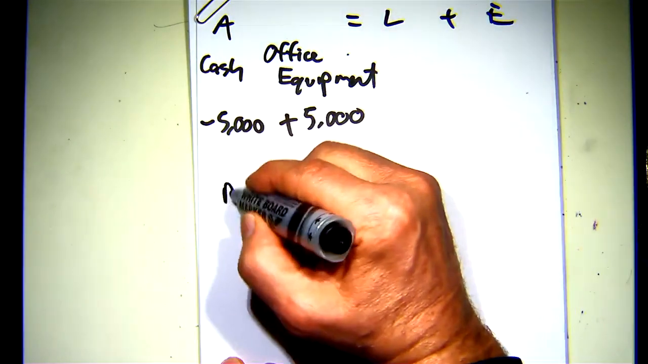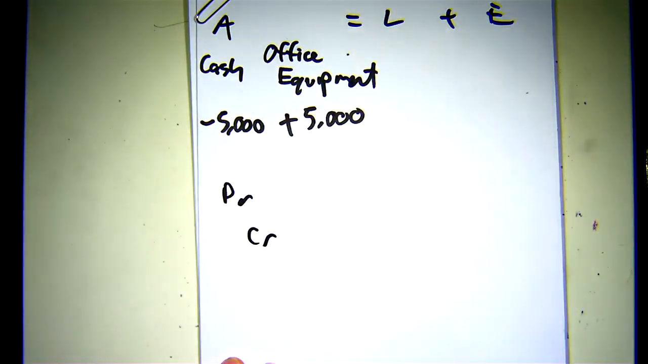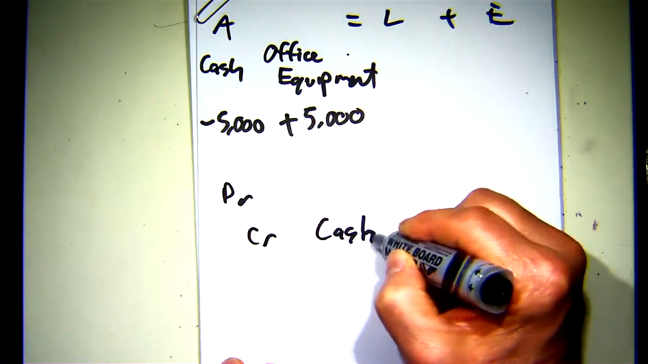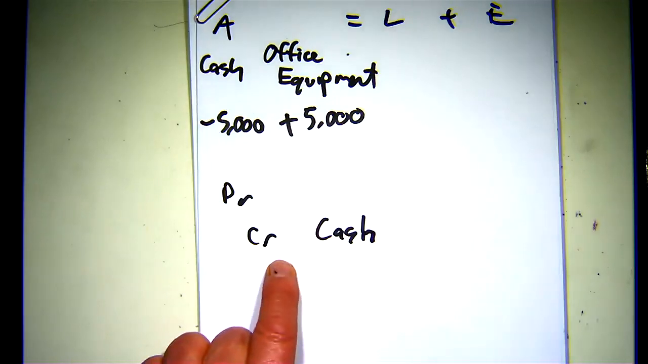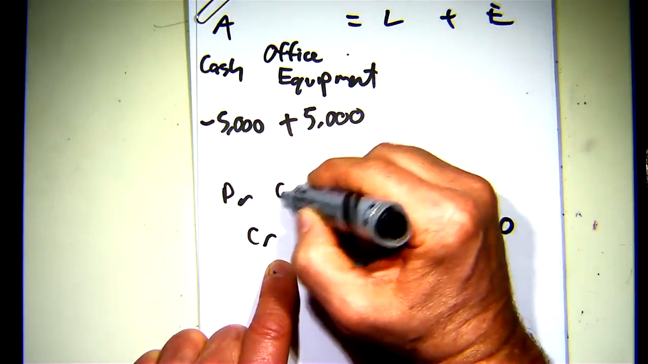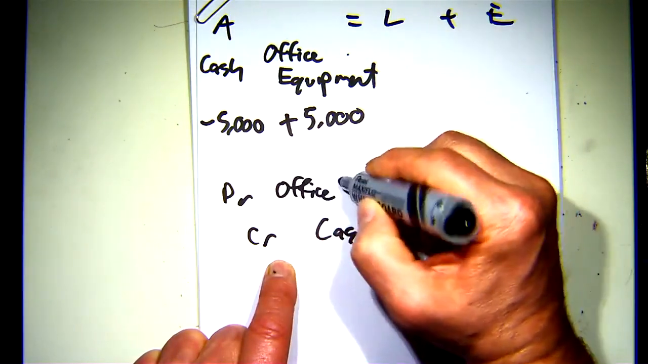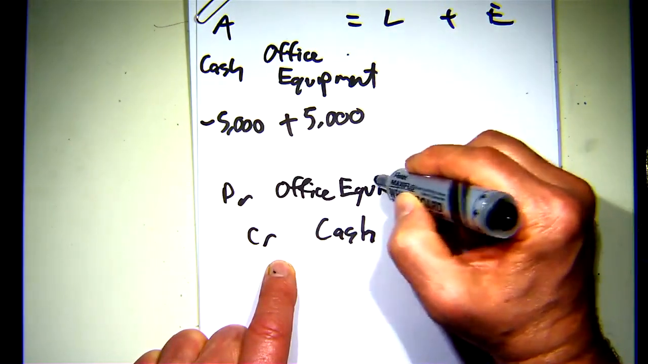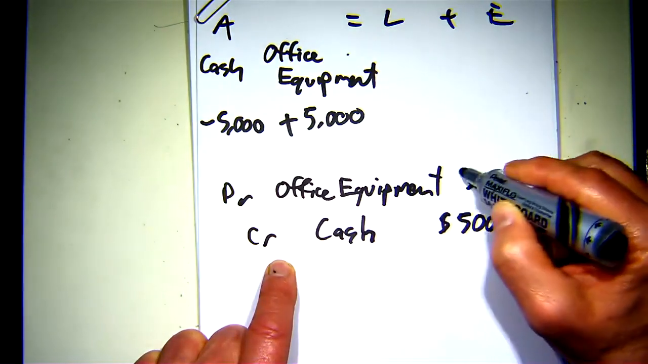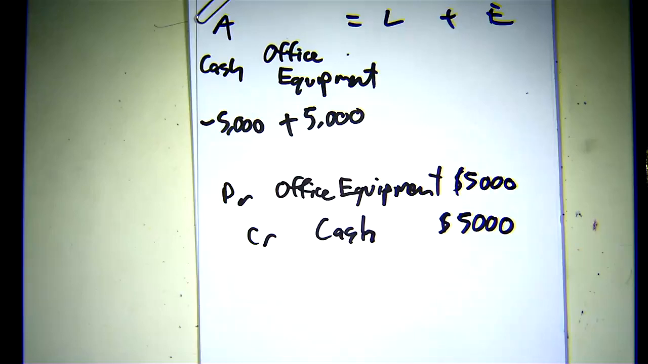And then to convert that into a journal entry, we credit cash because we're decreasing cash. Cash has a normal debit balance, so it'll also be 5,000. And we'll debit office equipment because that's an asset and it's increased. Okay, so that's our third transaction there. Any questions on that?